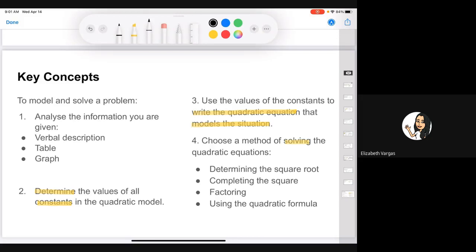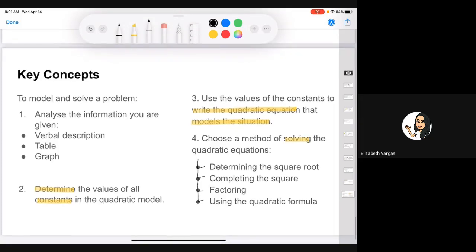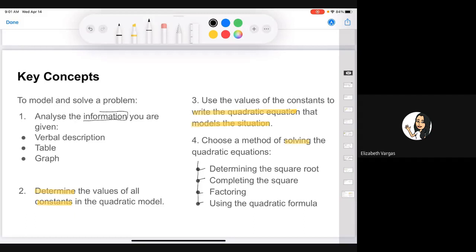And we can solve using many different ways. We can take the square root, we can complete the square, we can factor, or we can use the quadratic formula. So throughout today, we took information given. We solved for the constants. Solving for the constants allowed us to write quadratic equations. And those quadratic equations allowed us to solve problems.